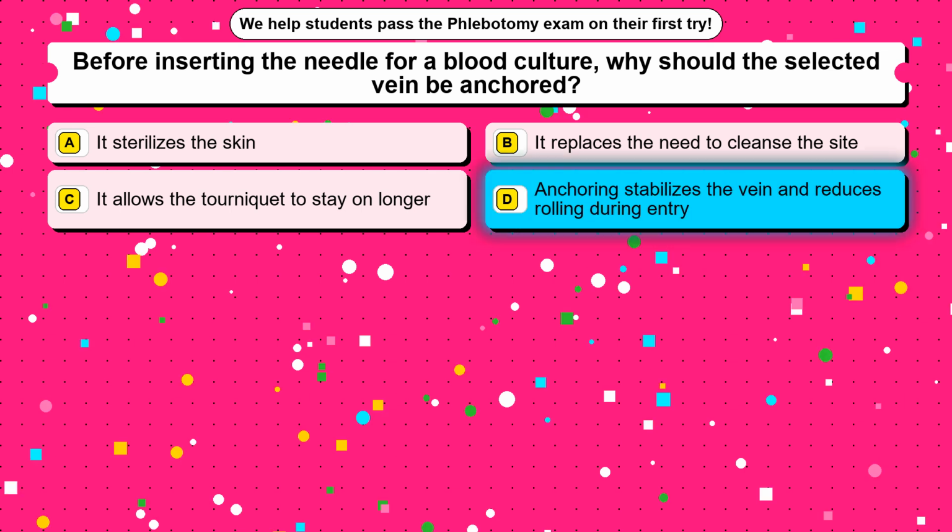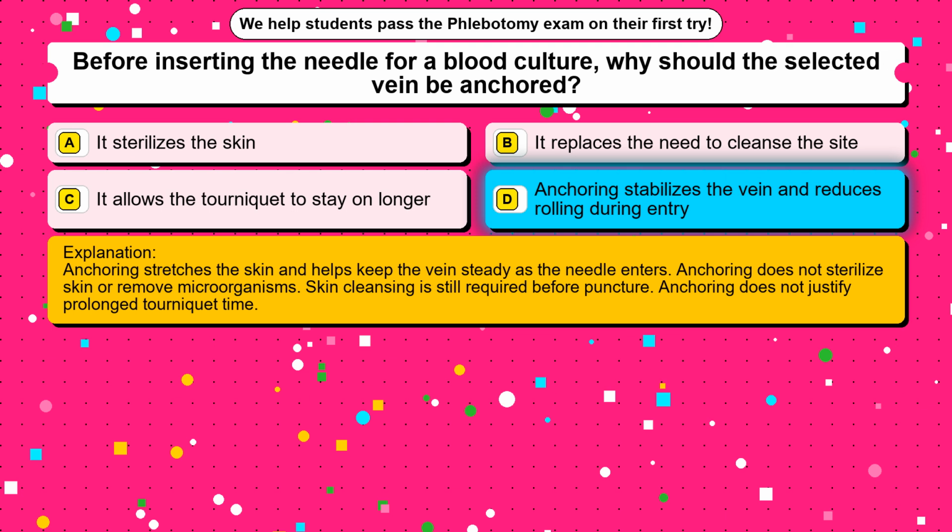The correct answer is option D, anchoring stabilizes the vein and reduces rolling during entry. Anchoring stretches the skin and helps keep the vein steady as the needle enters. Anchoring does not sterilize skin or remove microorganisms. Skin cleansing is still required before puncture. Anchoring does not justify prolonged tourniquet time.